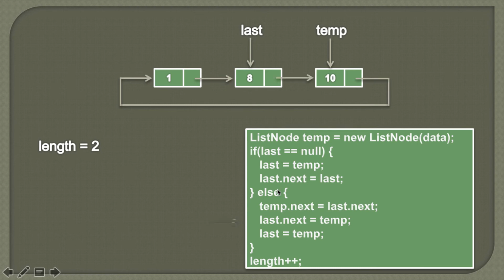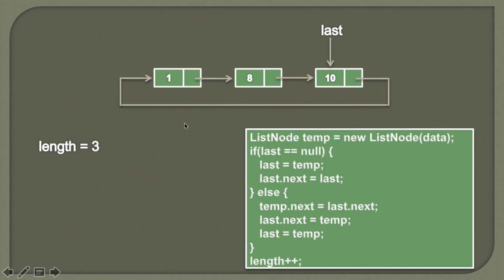Moving ahead. In the final step we know that as we have inserted this node which is at the last position, we'll simply assign value of temp to last. So it would look something like this. And now in the last step we'll simply increment the length by 1.